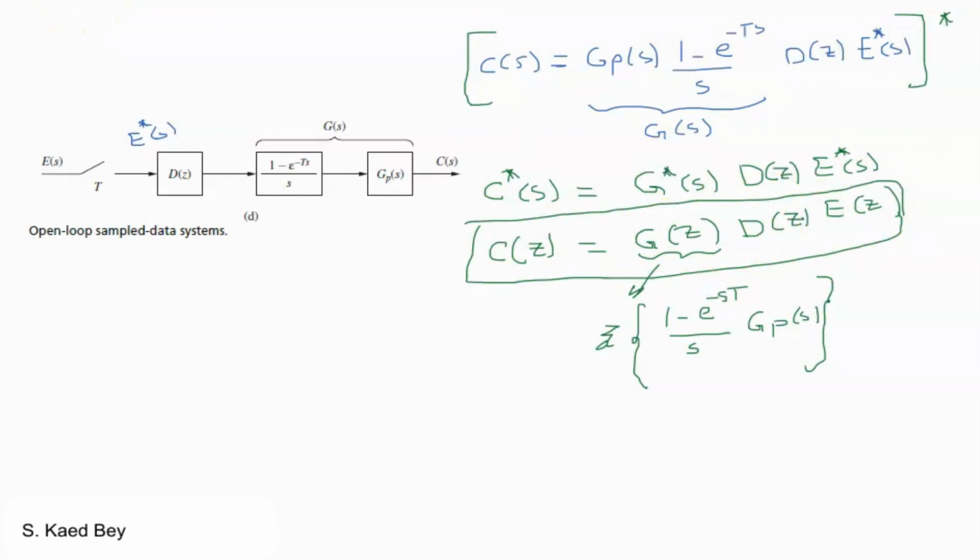And by this we have reviewed briefly four different types of sample data open loop systems. And you have to be careful how to apply the star formula. This will be used later in the closed loop systems as well.